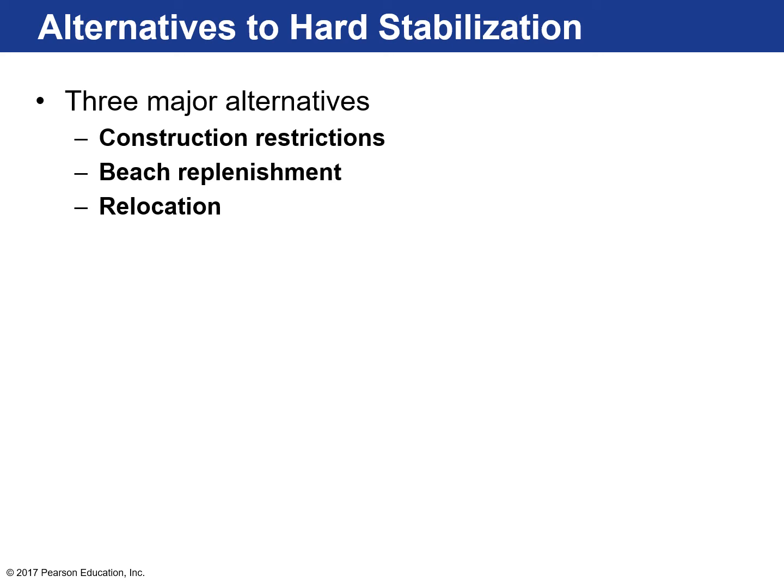So there are alternatives to hard stabilization. There are construction restrictions. Hey, don't build on barrier islands, right? Then there's beach replenishment. That's really popular in Florida. A lot of our tax money, especially sales tax, goes to paying companies to dump sand on our beach fronts. That happens in Melbourne, that happens in Fort Lauderdale, Miami, a lot of places.